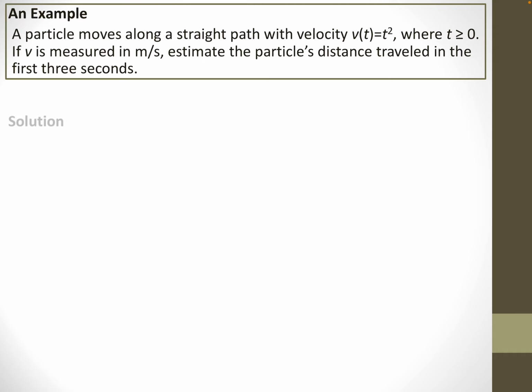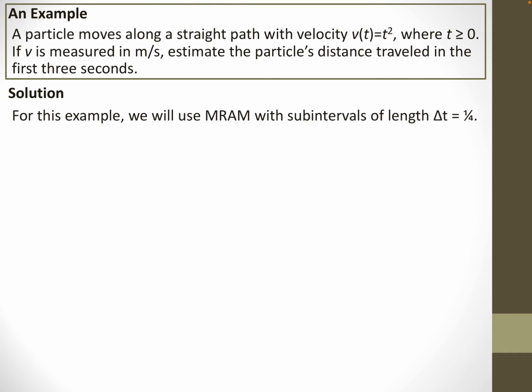So for this example, we'll use MRAM. There's no reason for that choice here. There's no something I know about the problem to say, okay, let's use MRAM. It's just a way to practice one of the methods. And then maybe in a later example, I'll try RRAM or LRAM. You know, I'll do the other ones as we go along. And we established that we're going to use delta t equals a quarter. What does delta t equals a quarter mean? It just means that each of the rectangles will have width 1/4.